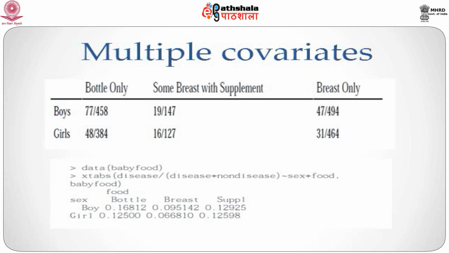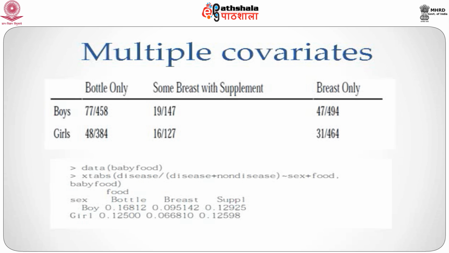For the O-rings data, we only consider the situation of one single covariate. We may, of course, want to fit a multiple regression model for binary outcomes. So one example of this is the babyfood data set in R, where we have data on boys and girls depending on whether they were bottle fed, were fed some supplement, or were breastfed only. So we have called the babyfood data set.